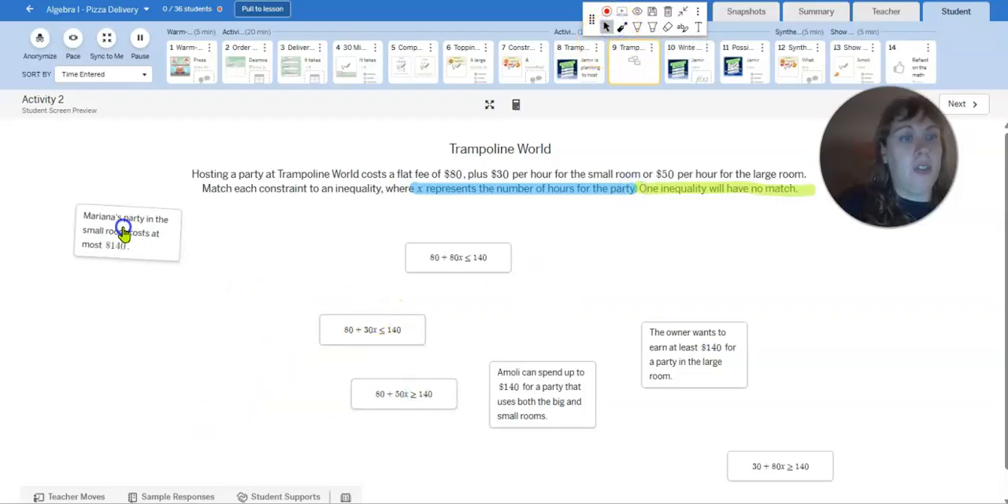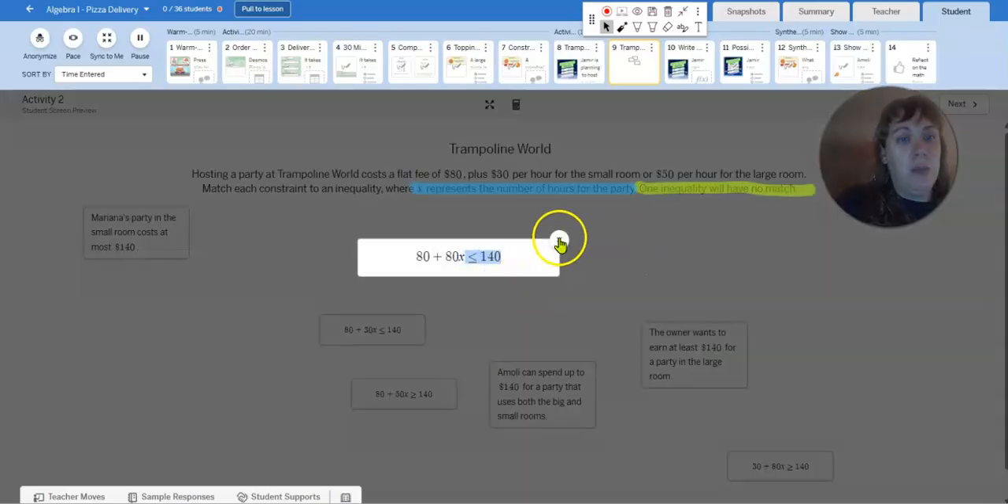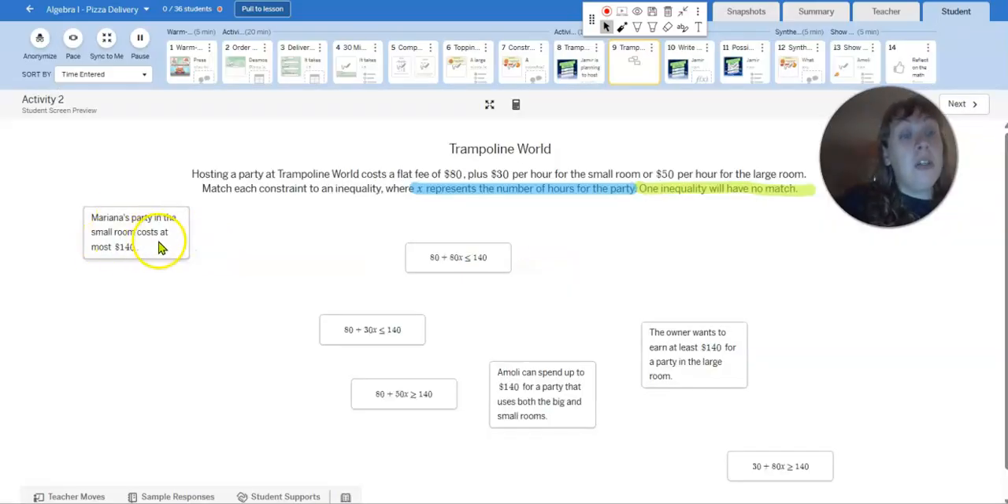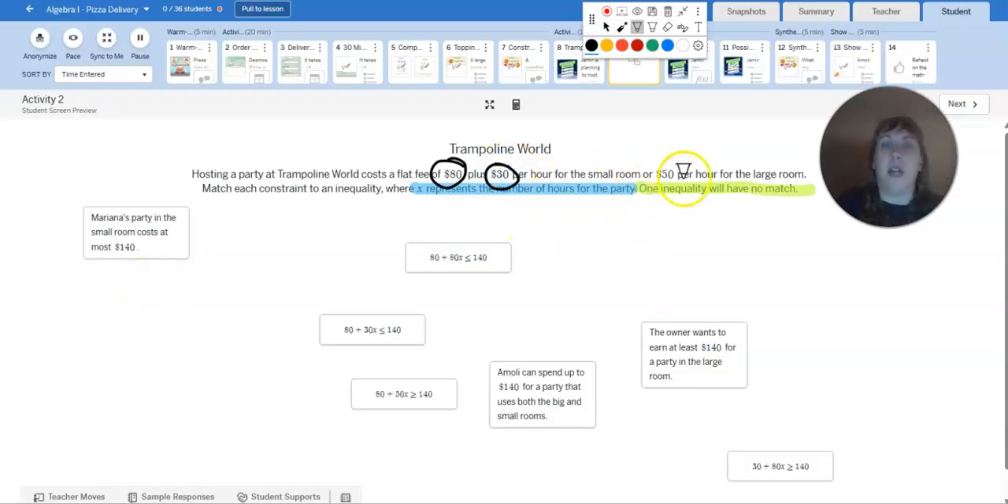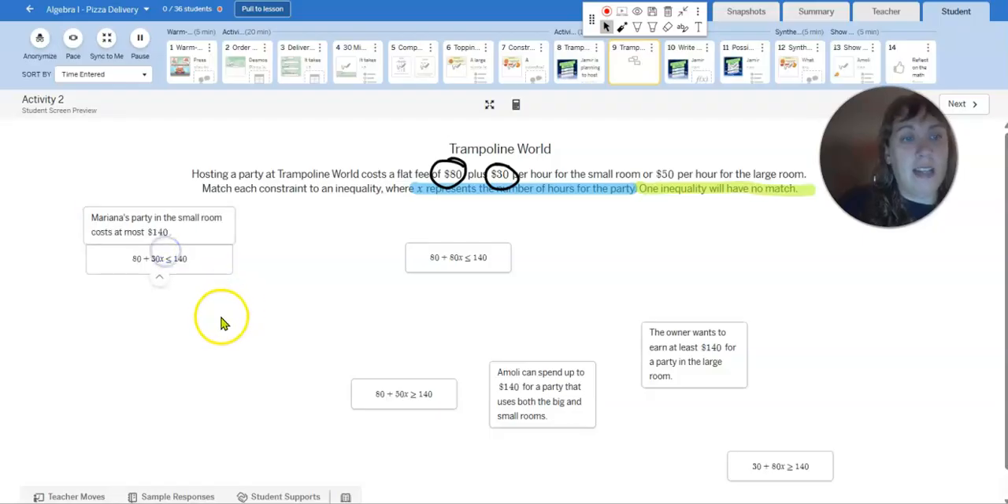So let's look at the first one, which is Mariana's party in the small room costs at most $140. So if we're looking at the small room, we have the flat fee of $80, and then we're using the small room, which is $30 per hour, and it's at most $140. So we have 80 plus 30x is going to be less than or equal to 140. Perfect.